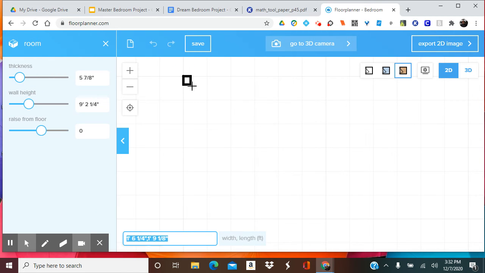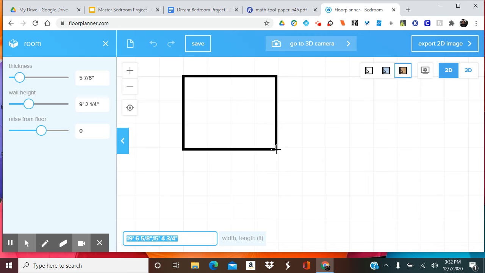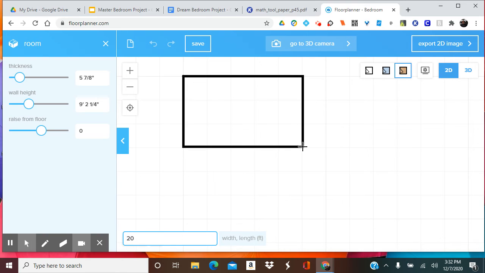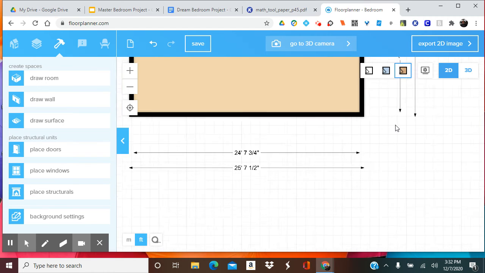So I'm going to start here. And if I go this way, if you see down here, it's going to give you width times length. Okay, so this is 24 by 19. All right, so if I wanted to have it 20 by 20, I can kind of play with it, or I can write in 20 feet by 20 feet and see if it snaps where I want it. Nope. Okay, so it didn't snap to what I wanted.